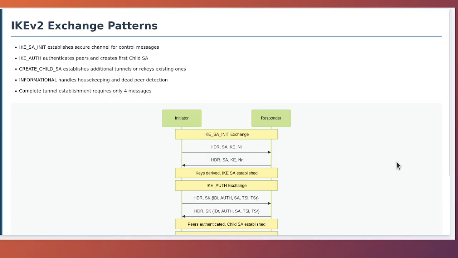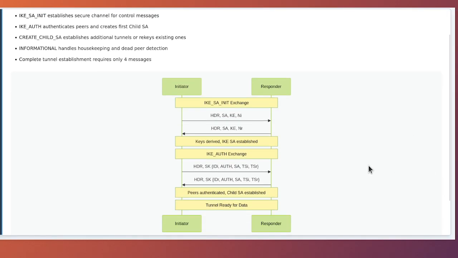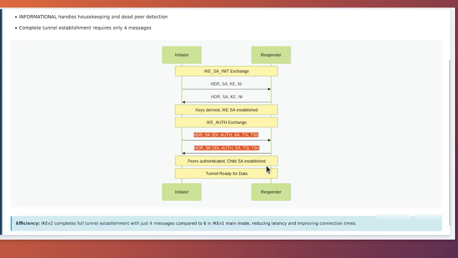This is mathematically elegant. Both sides end up with the same secret key without ever sending that key across the wire. The second exchange is IKE-AUTH, which also consists of two messages. This is where authentication happens. Peers prove their identities to each other using certificates, pre-shared keys, or EAP methods. The IKE-AUTH exchange also establishes the first child SA, which means you can start protecting user data immediately after authentication succeeds. Configuration parameters, like IP addresses for remote clients, are also exchanged during IKE-AUTH.